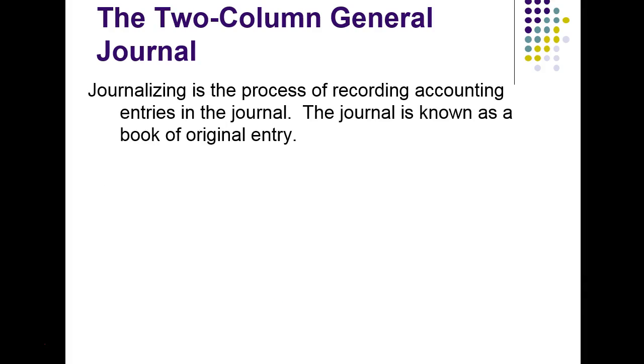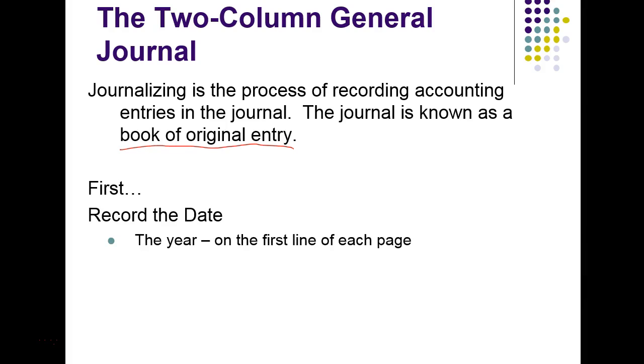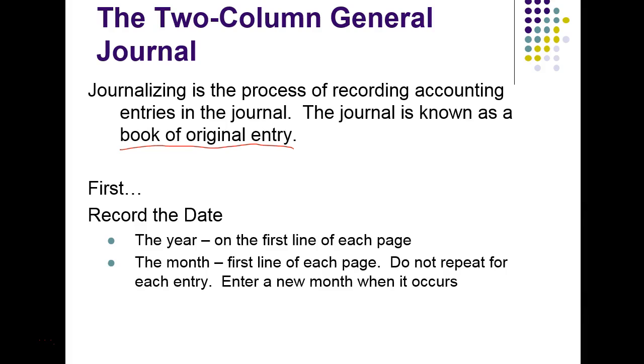So the steps for journalizing: journalizing is the process of recording accounting entries in the journal. The journal is sometimes also known as the book of original entry because it is the first place that we record our transactions. So the first step is to record the date. The year goes on the first line of each page. The month is on the first line of each page. Do not repeat it for each entry. Enter the new month when it occurs, which I showed you.